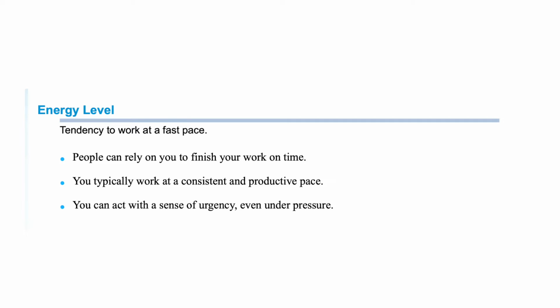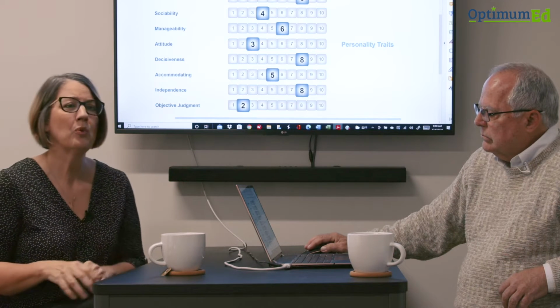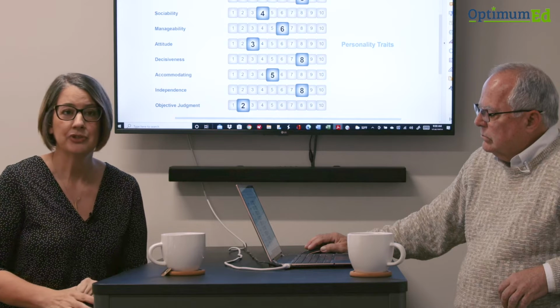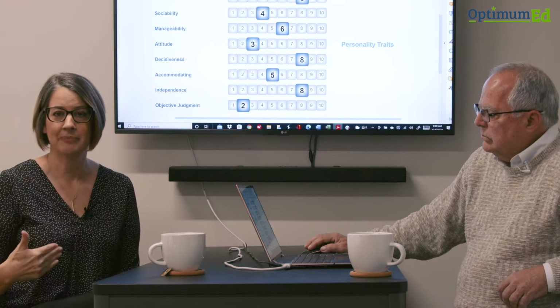So if you're a 9 or a 10 in energy level, you prefer a work environment with a very fast pace. All right, so that means that you can handle a lot of chaos, you can multitask, you can handle a lot of juggling of multiple responsibilities. Think emergency room situation, okay? Very fast pace. If you are a 1 or a 2 in energy level, you prefer a much more slow, methodical work pace.